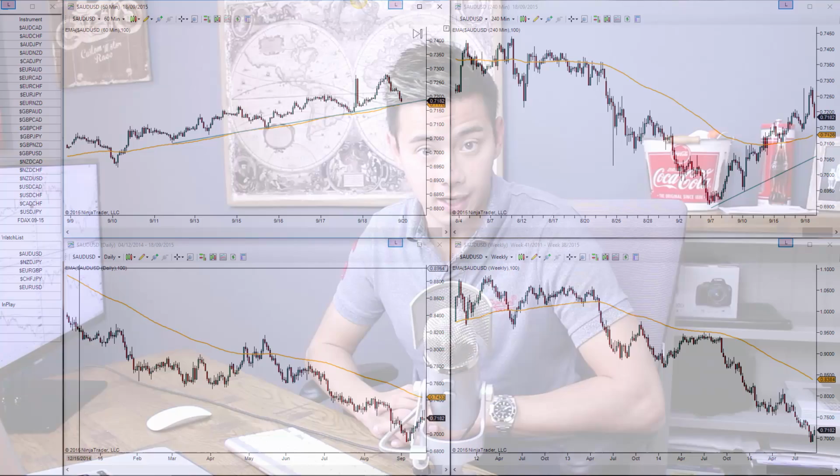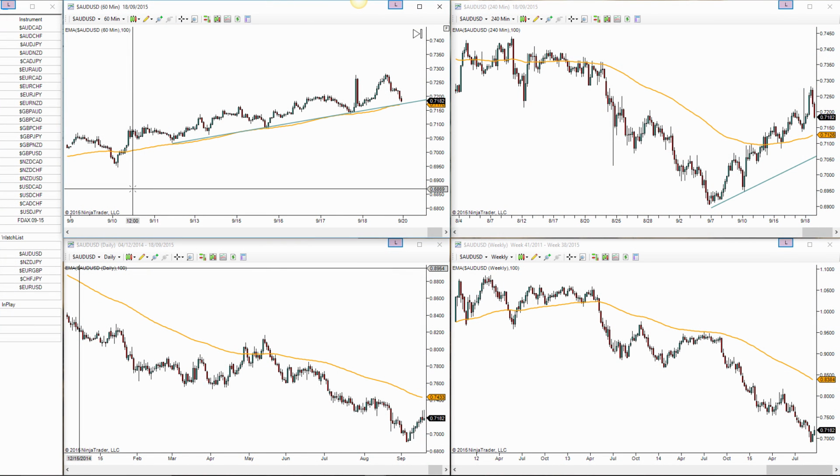But I won't keep you any longer. So we'll jump straight over to the charts and take a look at what could be setting up in the FX markets for the week ahead. The first one that we're going to take a look at is this one here on the Aussie dollar. And I really like the Aussie dollar from a shorting perspective.